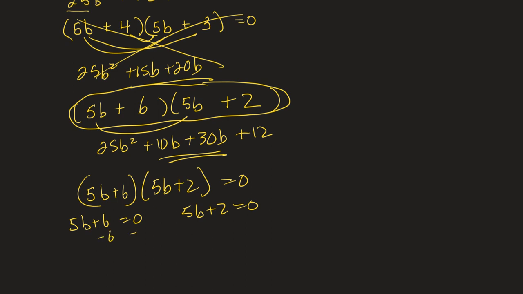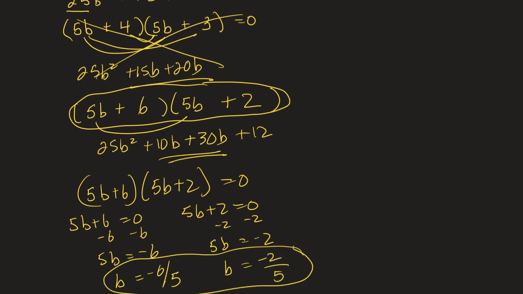I'll subtract 6 on both sides. Then I'll divide both sides by 5. So one answer will be negative 6 over 5. The other answer, subtract 2 on both sides. Divide by 5 on both sides. So there's my two answers for that question.